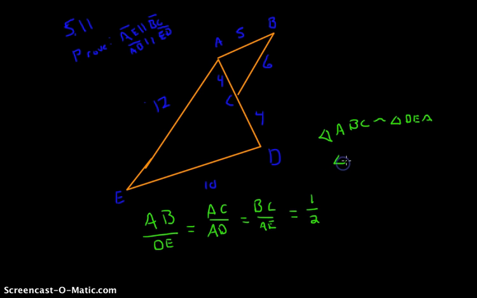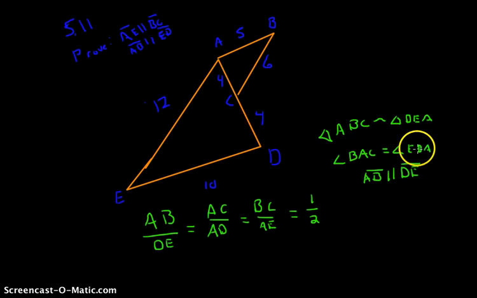So therefore, angle BAC is equal to angle EDA because they're corresponding angles, and when you have similar triangles, corresponding angles are equal. It's only the side lengths that would be different in similar triangles. The angles are going to be equal for corresponding angles of similar triangles. So because we have this right here, it proves that AB is parallel to DE. So that's how we get that AB is parallel to DE, by proving that angle BAC is equal to angle EDA.